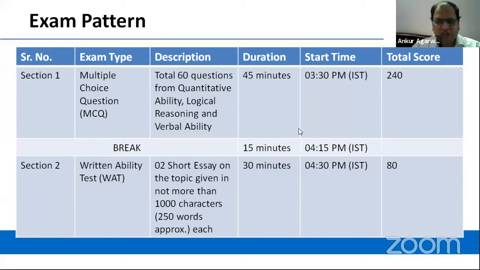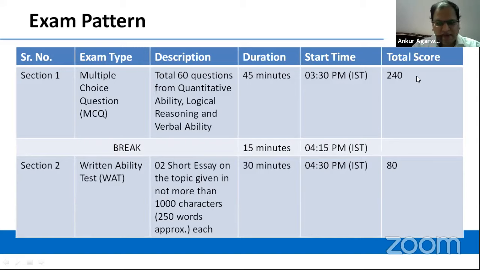The total time duration for this section was 45 minutes. The section started at 3:30 p.m. and went on till 4:15 p.m. The number of questions was 60 and the marking scheme over here was +4 for a correct answer, right? So the maximum marks for this section was 240.